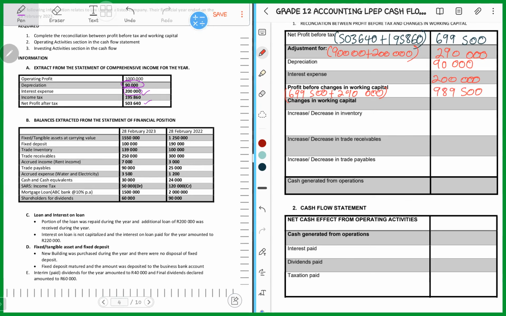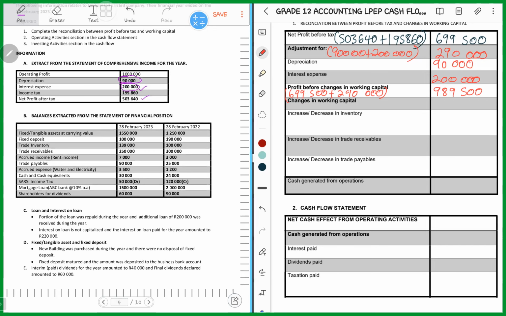Okay. Then what do we do next? So next up, it should be the changes in the working capital, whereby we first have to start with the changes in inventory. Now, the only way to find this information is from the statement of financial position. So here, if you notice, we have information relating to trade inventory. When the year started, it was 100,000. When the year ended, it's 139,000. It means it has increased, and an increase in inventory is an outflow.